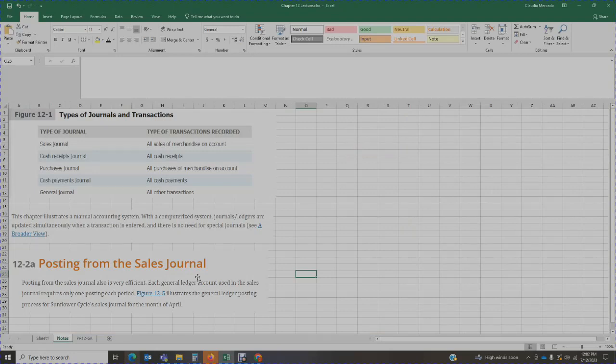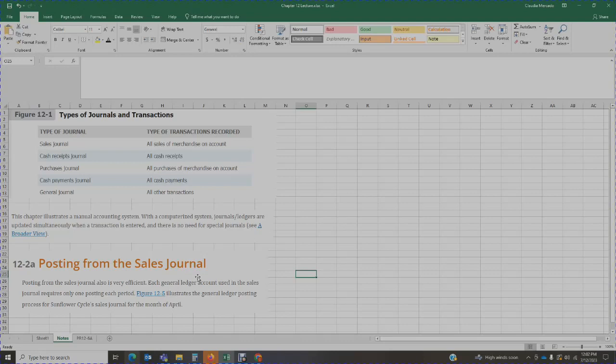So we have a variety of journals. We have a sales journal, which is basically used to record sales of merchandise on account. Only sales of merchandise on account. We've got a cash receipts journal that records and keeps track of all cash receipts, only dealing with cash. We've got a purchases journal, which keeps track of all purchases of merchandise on account. Then we've got a cash payments journal that keeps track of all cash payments.